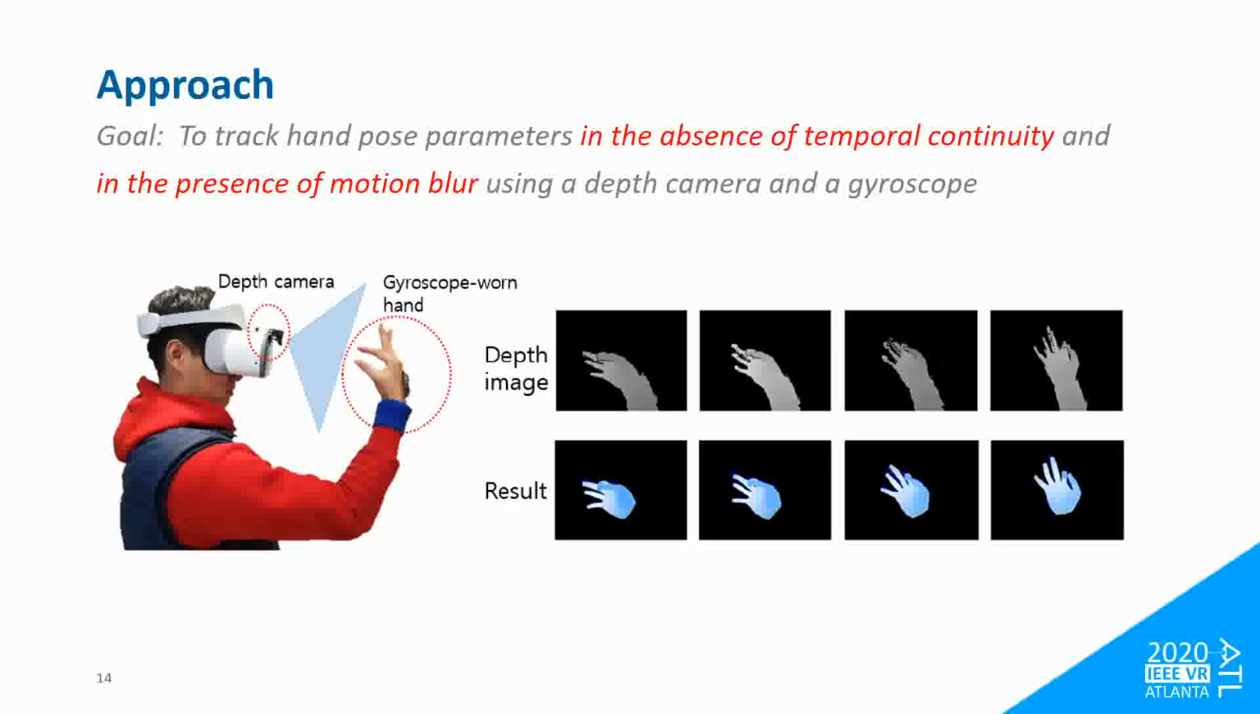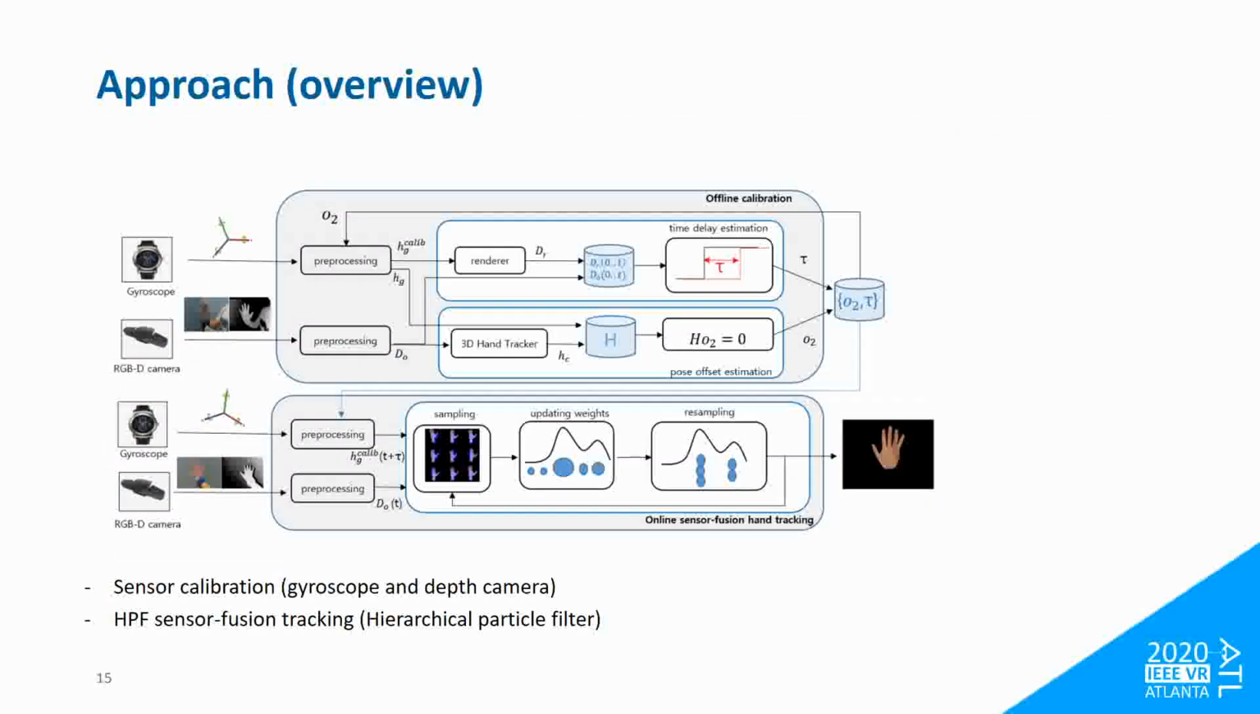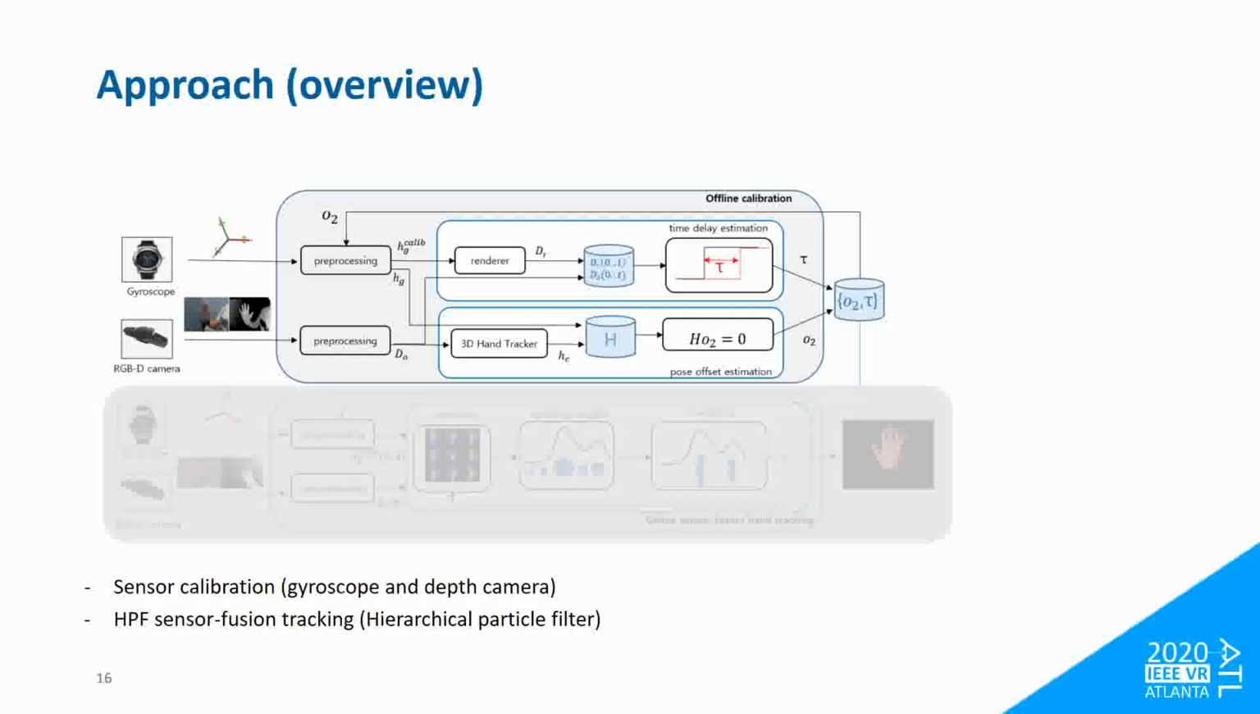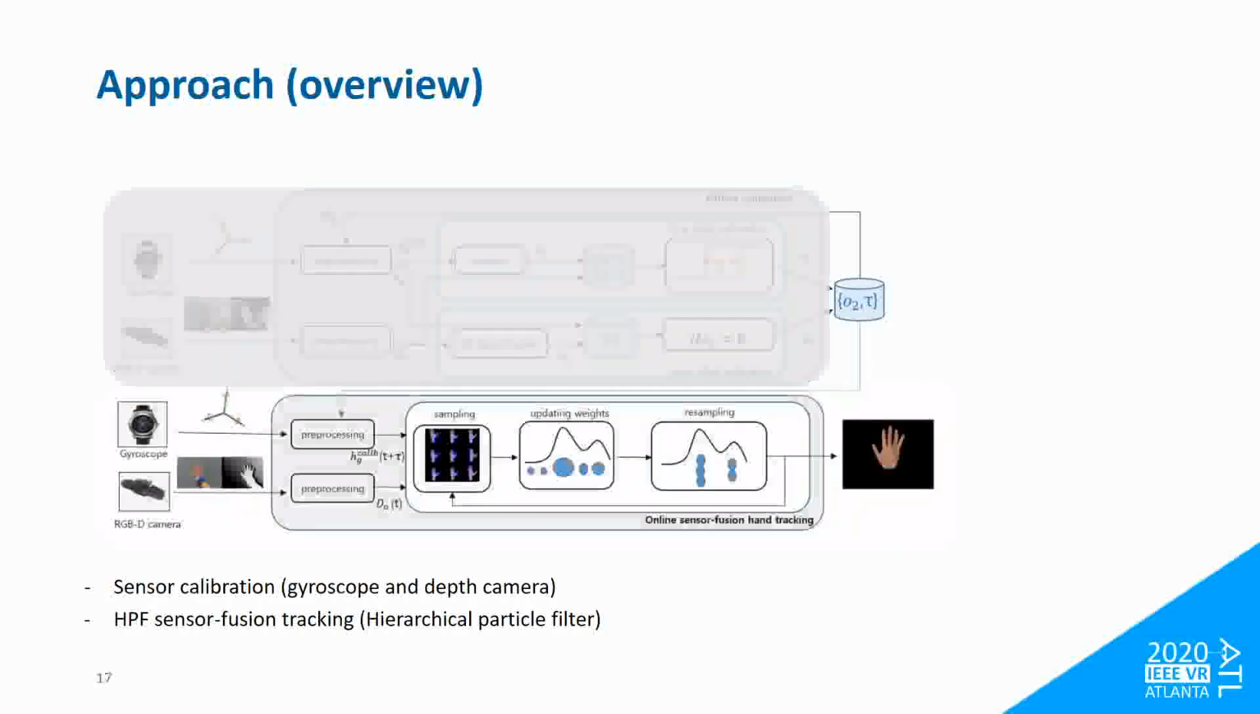Our goal is to track hand pose parameters with temporal discontinuity and motion blur using a depth camera and a gyroscope. The gyroscope is attached to the back of the hand, and the depth camera captures the hand with the gyroscope on it. Our algorithm can be divided into offline calibration and online sensor fusion hand tracking. First, we calibrate the time delay and coordinates between the gyroscope and depth camera in an offline process, because they have different coordinates and timelines. And then we employ a hierarchical particle filter for sensor fusion and tracking in the online process.